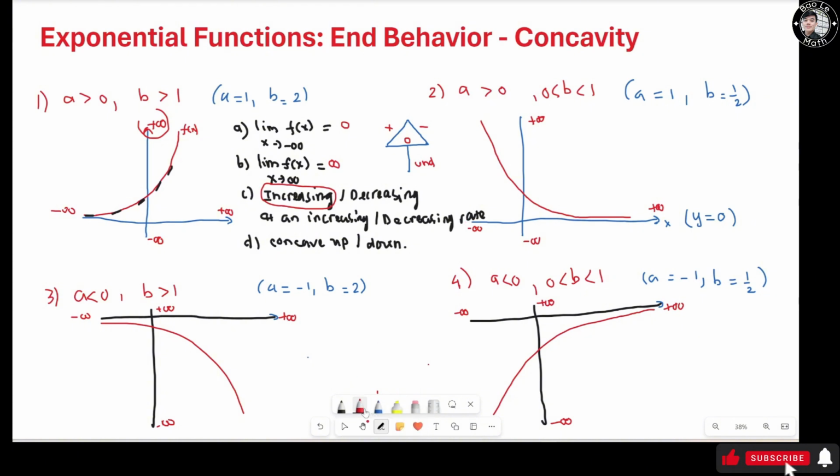So we start from here. We know that the horizontal line right here, the slope is 0. So we start from 0 and then it's getting steeper and steeper. So if it goes this way and if it's getting steeper, the slope is bigger. So the function is increasing at an increasing rate.